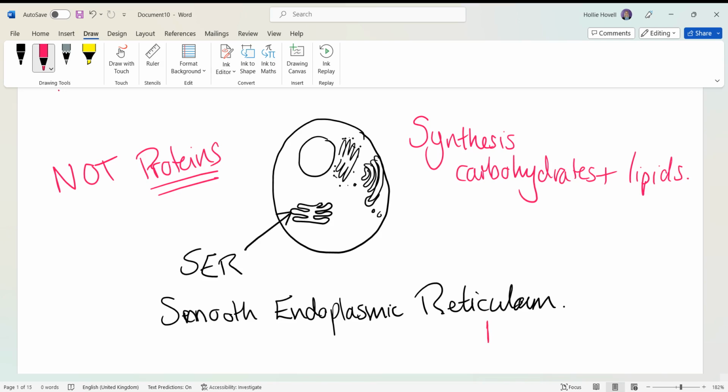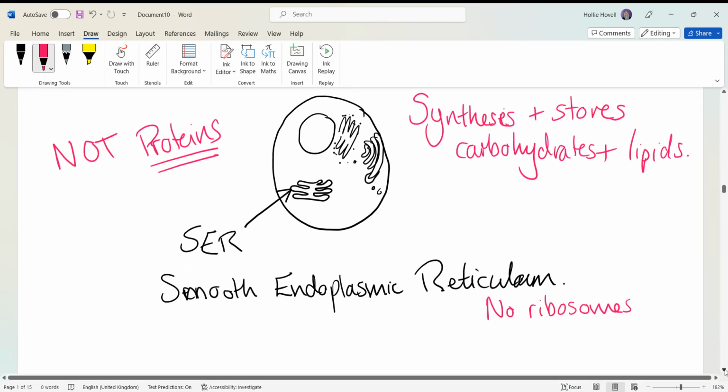It's really important that we know that there are no ribosomes, hence they cannot make proteins. So the lipids and the carbohydrates are made in the smooth ER, and we can also say stored. So it synthesizes and stores carbohydrates and lipids. There's no ribosomes, so it can't make proteins. It has nothing to do with proteins. It just makes carbohydrates and lipids and stores them. So that one's a little bit different.